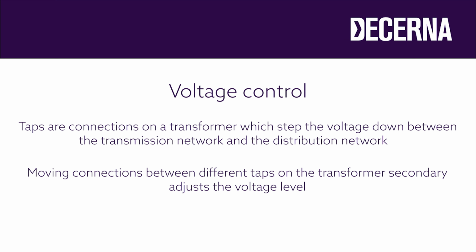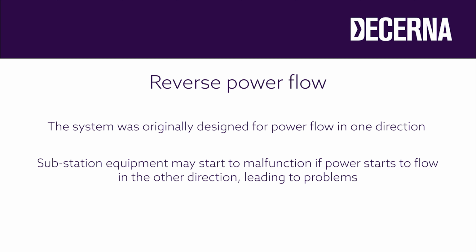Voltage control. Power engineers often talk about taps, and sometimes they give the reason for your renewable energy project not going ahead as "out of taps". They are talking about connections on the transformers which step the voltage down between the transmission network and the distribution network. Engineers can physically adjust the voltage level if it's too high or low by moving connections between different tappings or taps on the transformer secondary. Some primary substations have automatic tap changers installed, which perform this function autonomously.